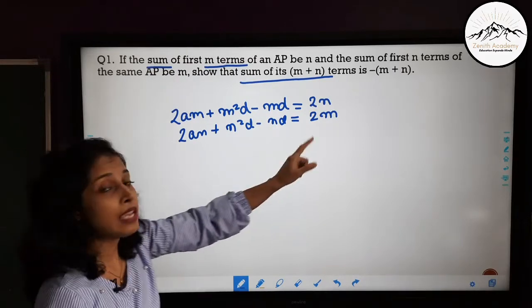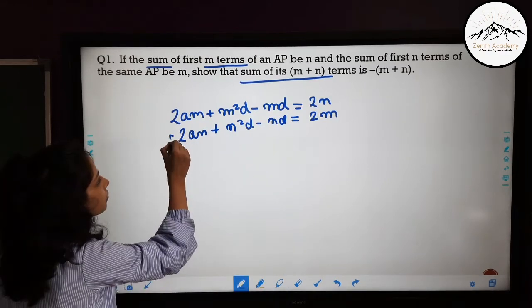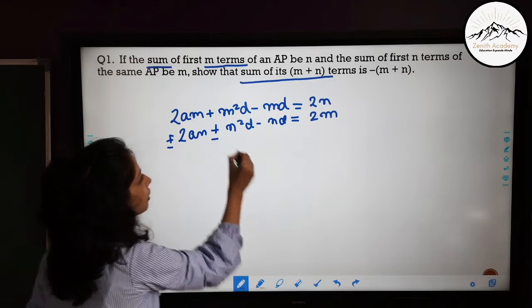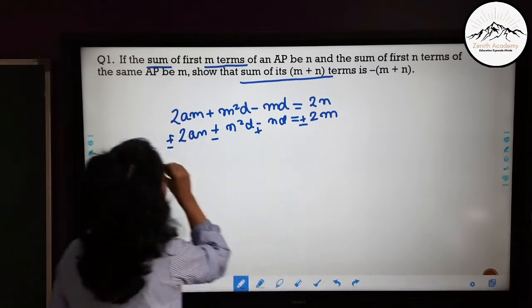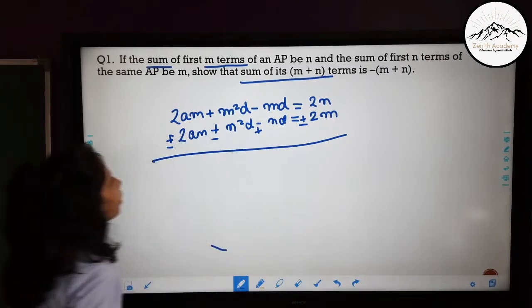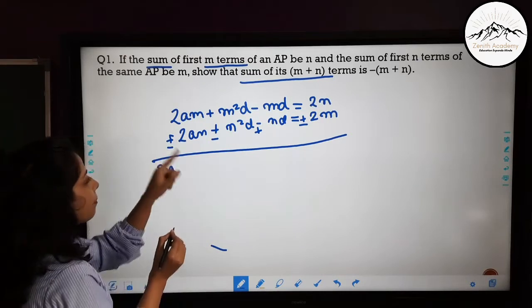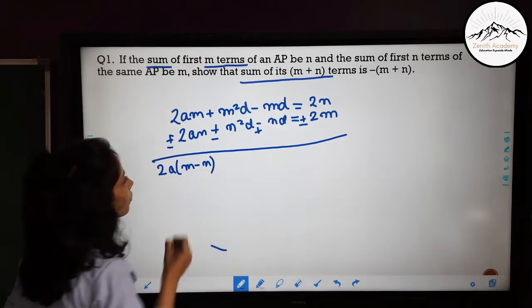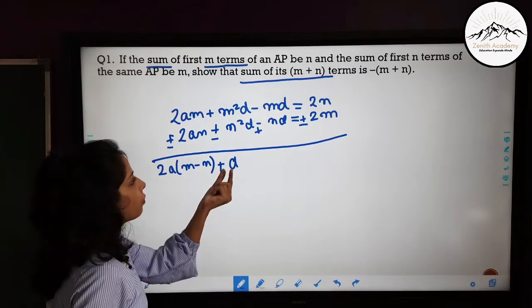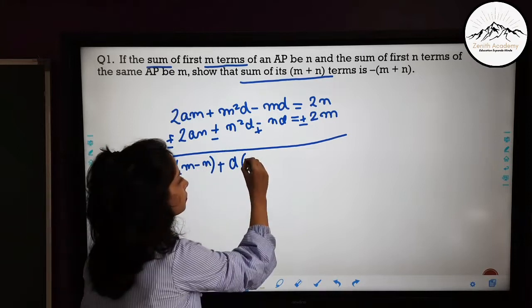So now let us see if we can subtract these two equations. When we subtract, let's change the sign. Now 2a will be common, (m minus n), plus d will be common. We can take m square minus n square.